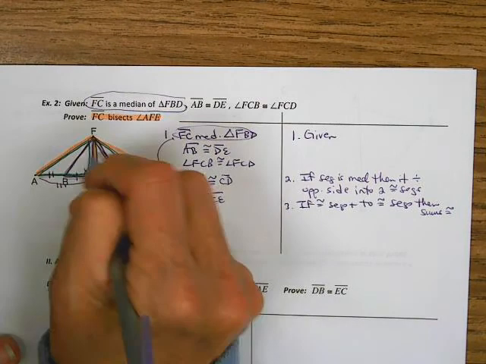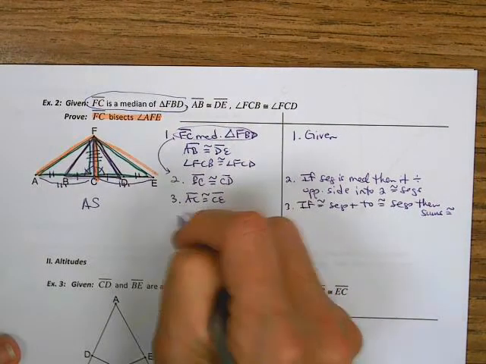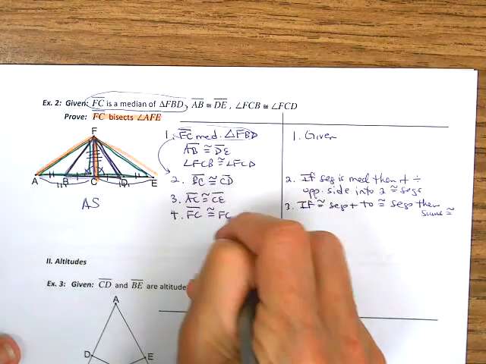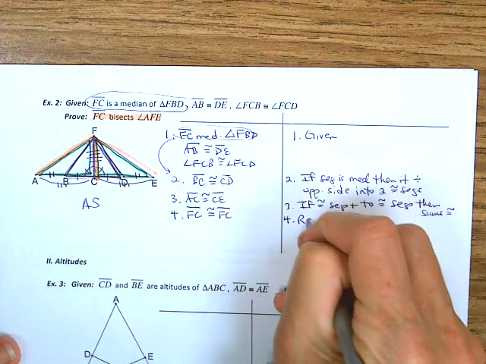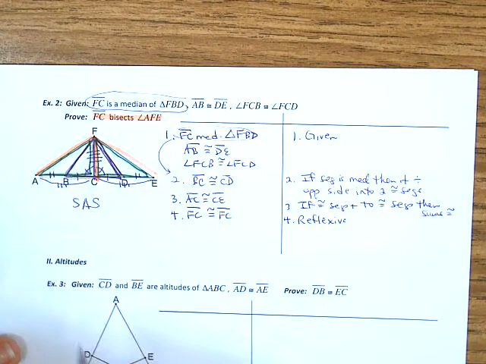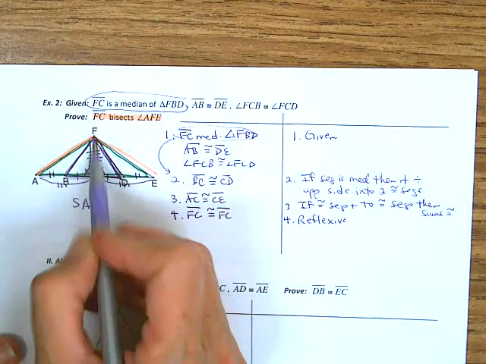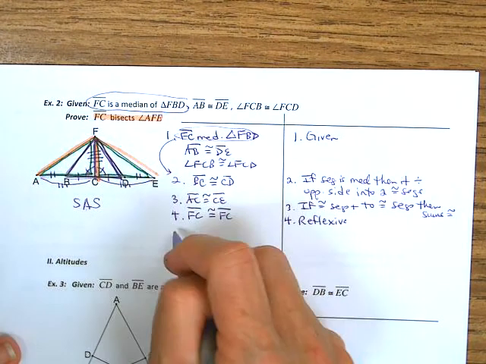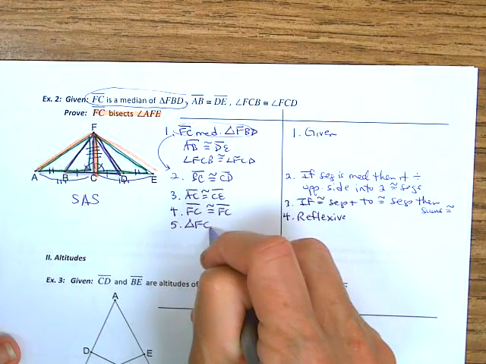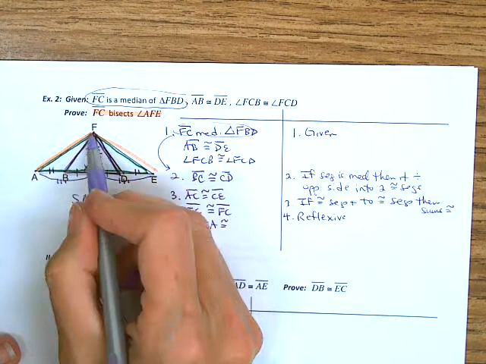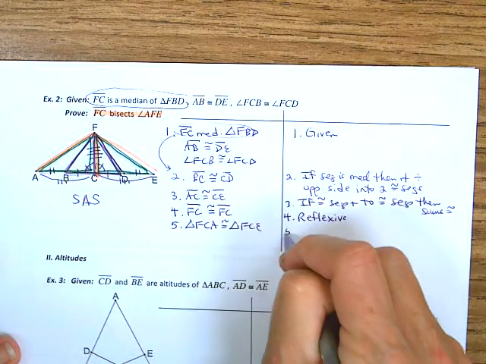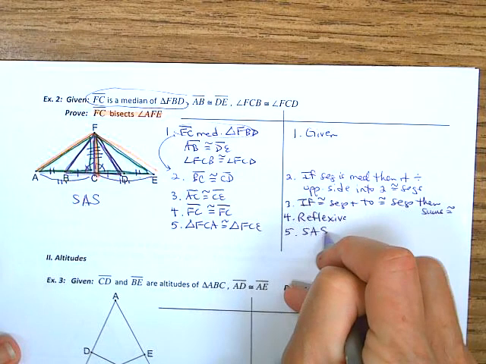This side FC is in both. So remember, we say FC congruent to FC. We say reflexive for that. That is the missing side, and the angle is between the two sides, so it is included. So then I can get my two triangles, my green ones. I'm going to call them FCA, and then I would have to call the other one FCE, congruent by side angle side.